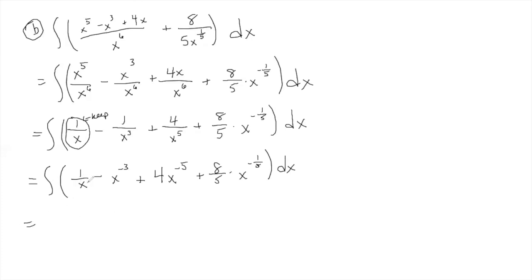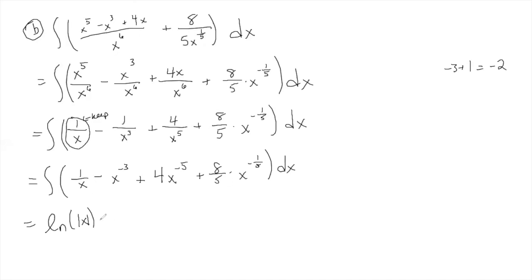Now we can finally do this. We'll do it one piece at a time. Integral of 1 over x is ln of absolute value of x. And then here I add a power to this. Now remember, negative 3 plus 1 is negative 2. Don't make the mistake of thinking this is negative 4, right? So just be careful when you're dealing with negative exponents. It's easy to make a mistake there.